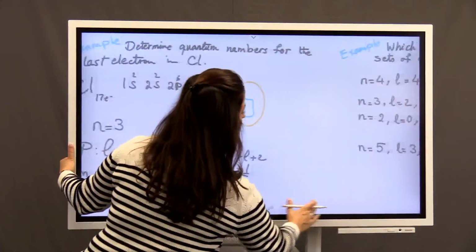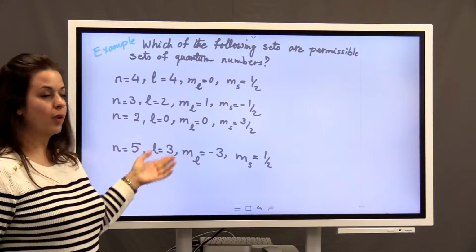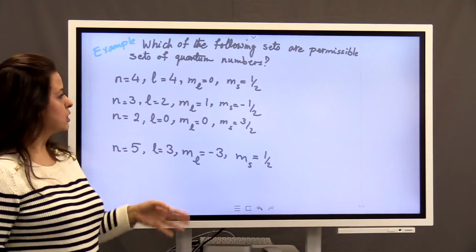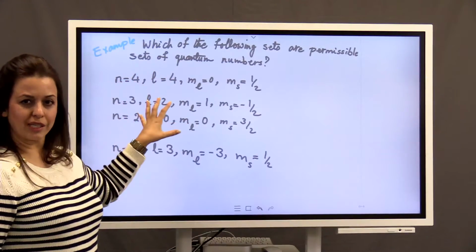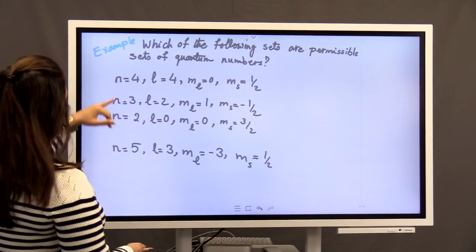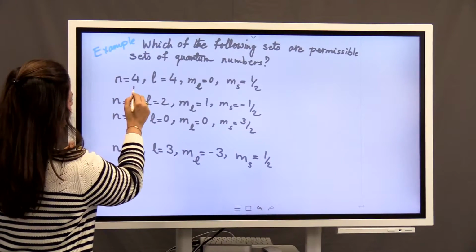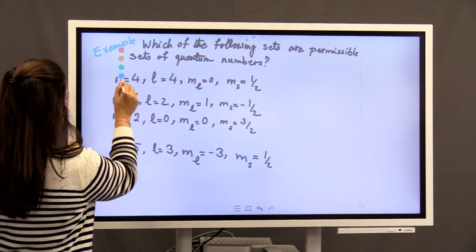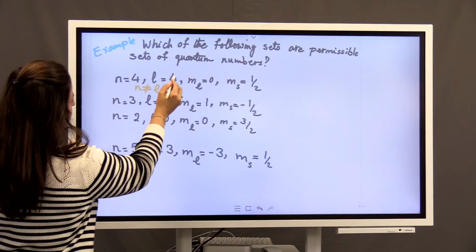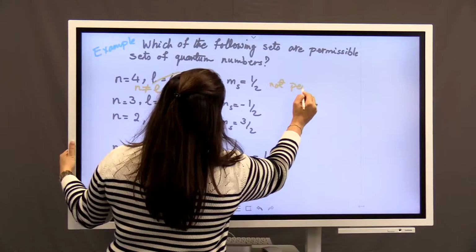And the last one is we give you some sets of quantum numbers. You're supposed to find the possible or impossible quantum numbers. So let's see if we need to reject any of these or accept them. Working with the first set. When N is 4, L is 4 here. We said L can never be the same as N, right? So it's not permissible.